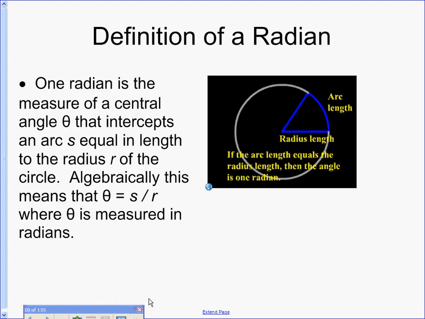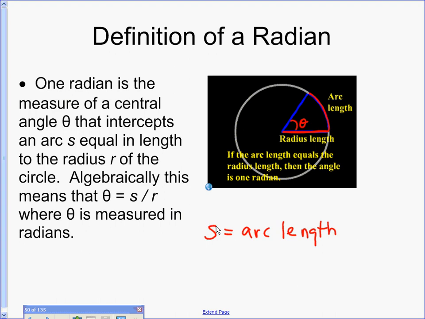Okay, as you know from your activity, 1 radian is the measure of the central angle theta that intercepts an arc S equal in length to the radius R of the circle. So what we need to keep in mind here is that S is our arc length. If you look up here at the diagram, S is your arc length. When that arc length and the radius of the circle are the same, then we have 1 radian. The measure of this angle theta is 1 radian.